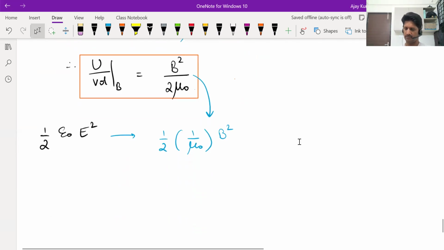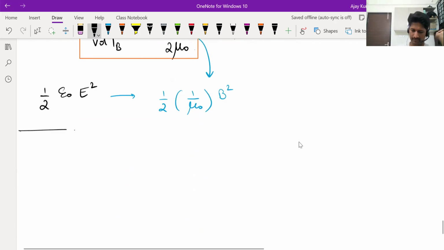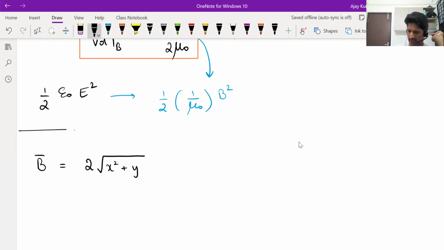Let's solve one question based on this. Now, direct questions you can solve. Constant field is given, you can easily tell what is the energy, or uniform field is given, you can easily tell what is the energy. Let's take a non-uniform magnetic field. Assume there's a magnetic field given by 2 root x square plus y square.